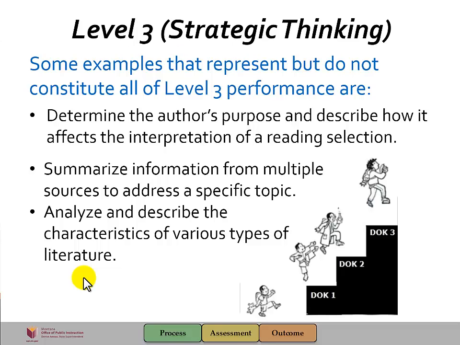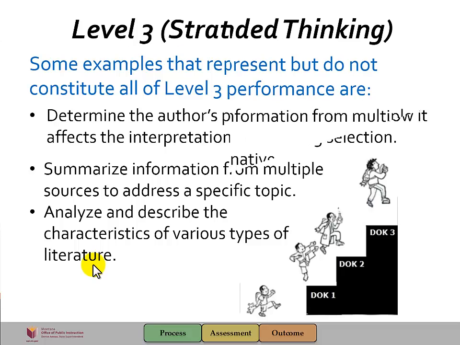Some examples that represent but do not constitute all of Level 3 performance are: determine the author's purpose and describe how it affects the interpretation of a reading selection, summarize the information from multiple sources to address a specific topic, analyze and describe the characteristics of various types of literature. For writing, at a Level 3, this could include support ideas with details and examples, use voice appropriate to the purpose and audience, edit writing to produce a logical progression of ideas.